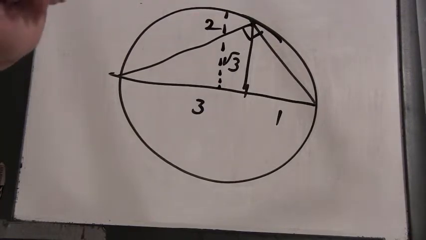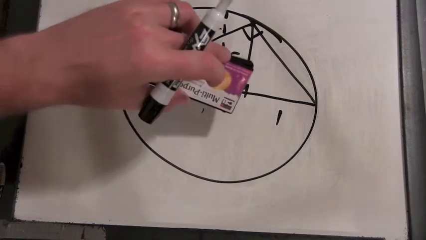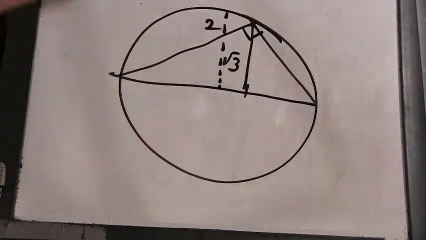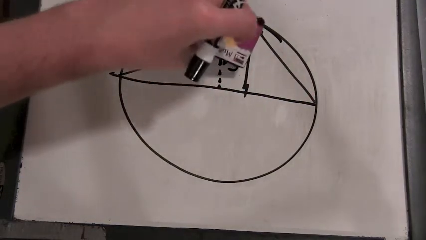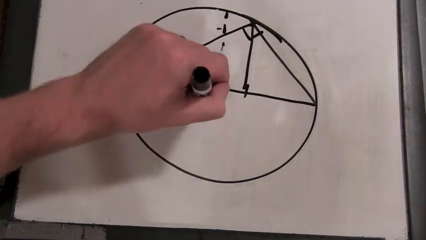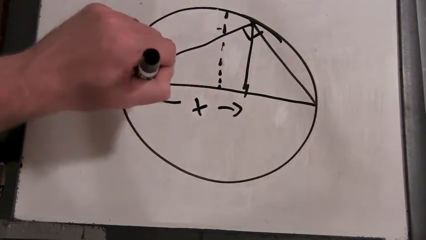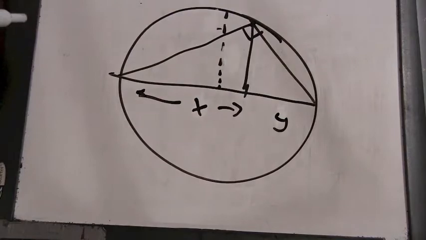Now, we already knew that, because 2 is the square root of 4. But it turns out that I can do this in general now. I can call this length x to here, and this length y.